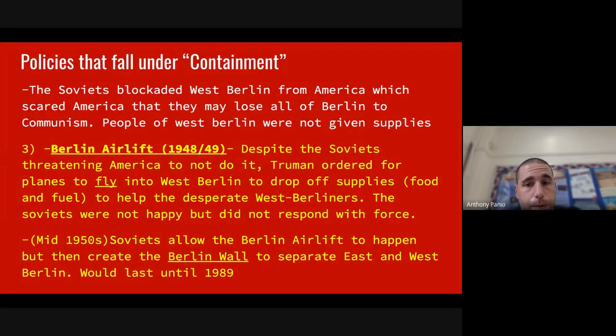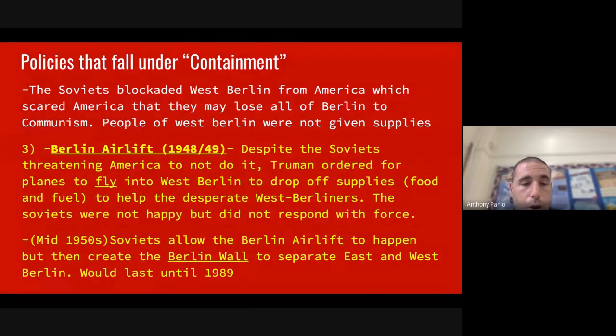So in 1948, for the first time, we fly over West Berlin and start dropping some supplies on them. The people are able to get to them, and people are able to get what they need. This is known as the Berlin Airlift. Yeah, Abigail, there probably is. We'll talk about the Berlin Wall a little bit later on.